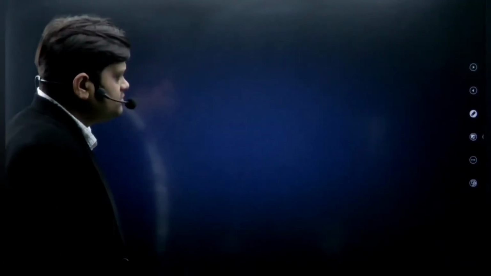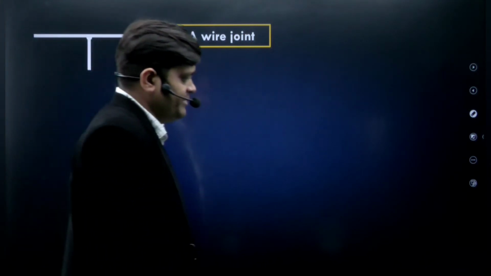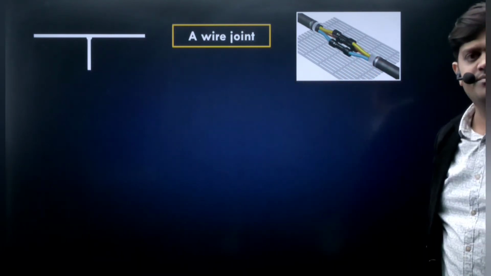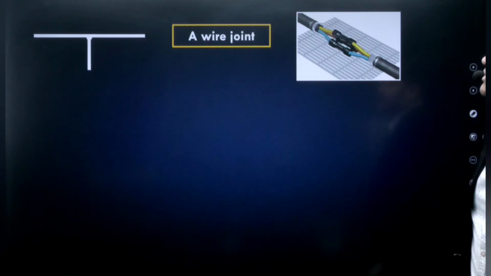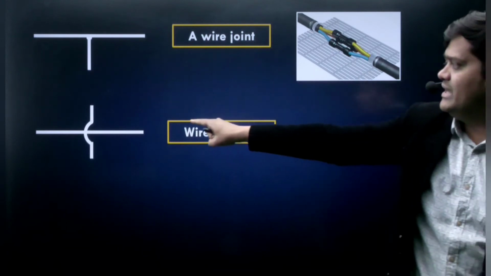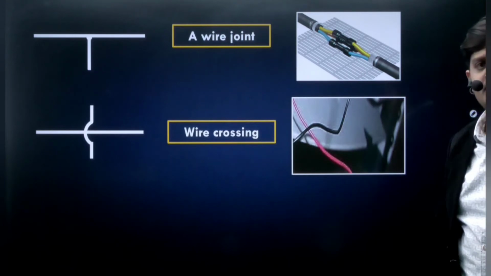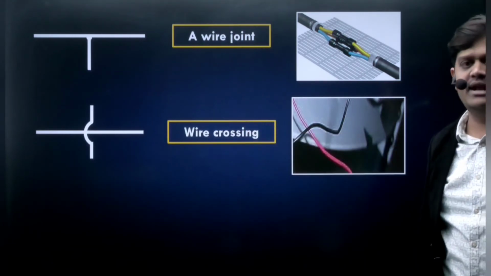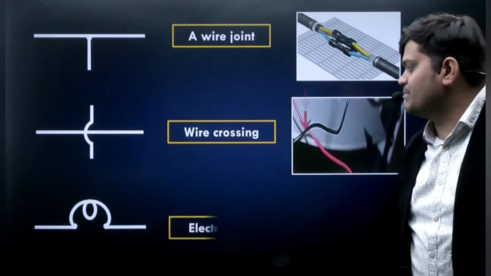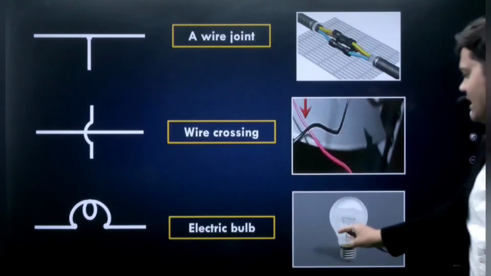Okay, now we are going to the next one. That is a wire point, a wire joint basically. If there is a joining of wires, it looks like this. Now the next one is the wire crossing. If there is a wire crossing, then we can mention that symbol. It looks like this in an electrical circuit. The next one is the bulb. The electric bulb looks like this.